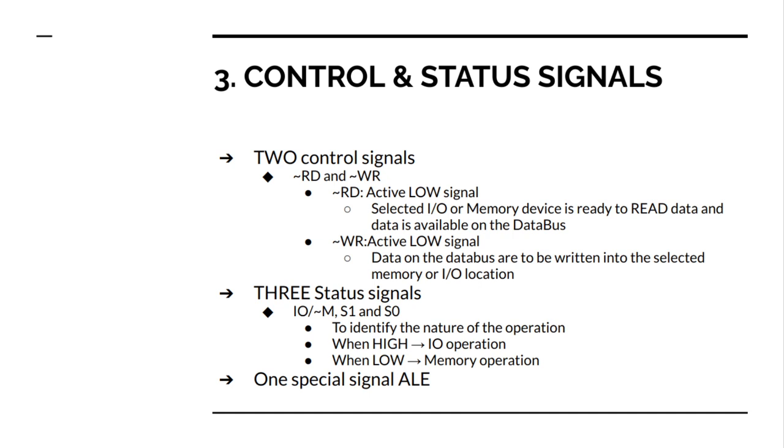WR bar is an active low signal. Data on the data bus are to be written into the selected memory or input output location. Then there are 3 status signals, IO/M bar, S1 and S0, to identify the nature of the operation. When IO/M bar is high, it is an IO operation; when low, it is a memory operation.